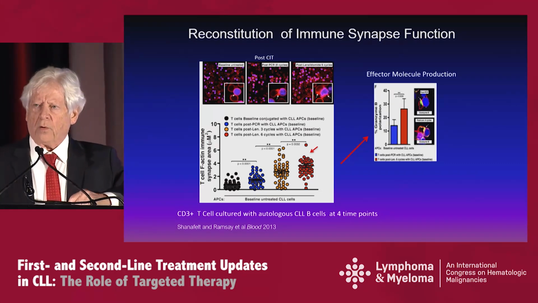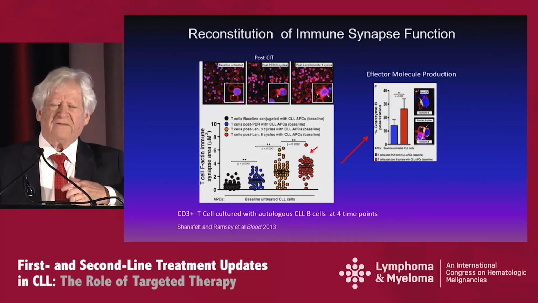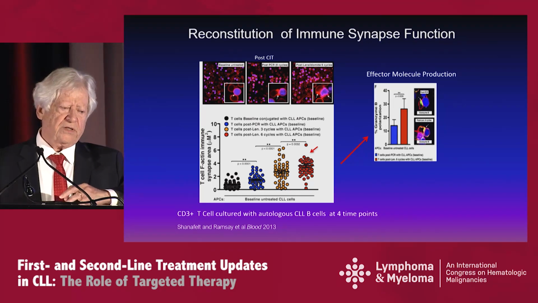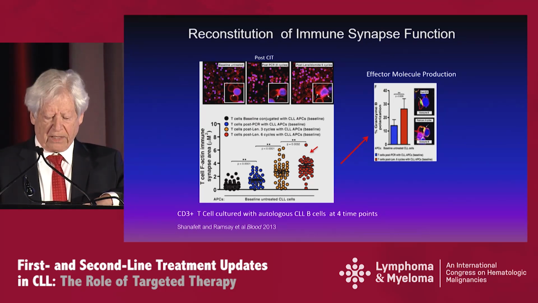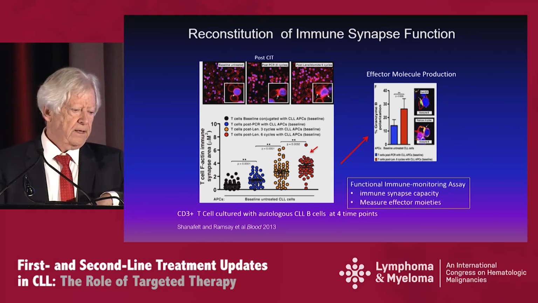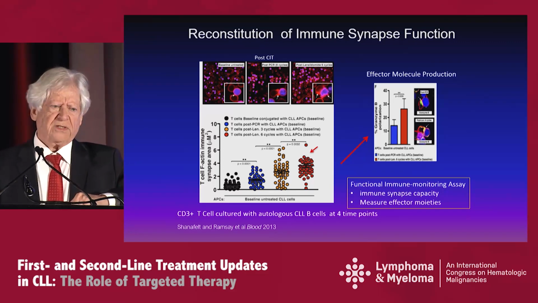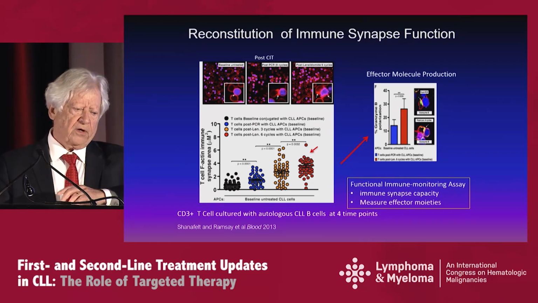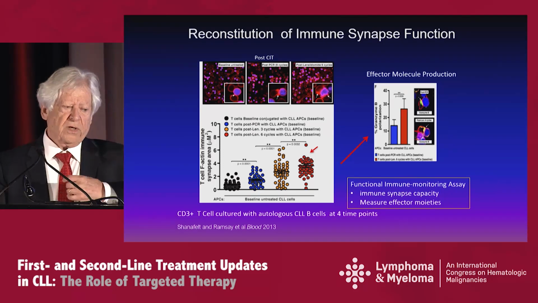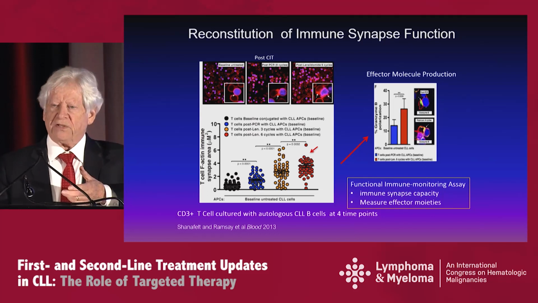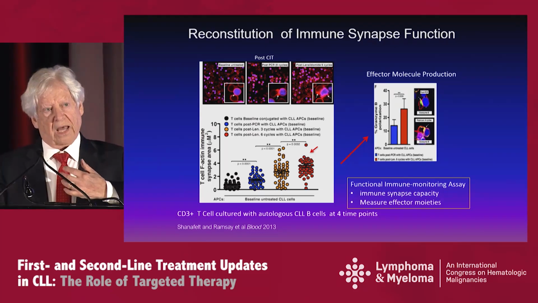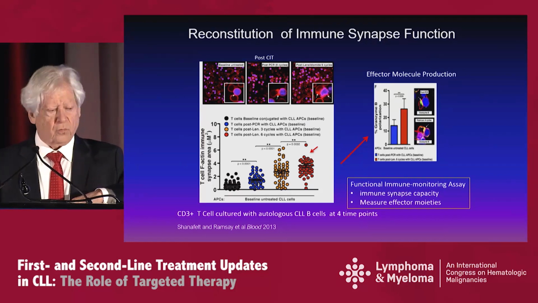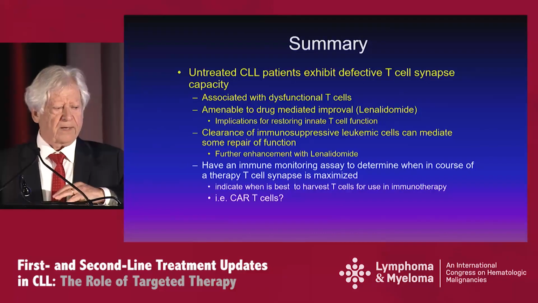In addition, we were able to show that there is more effector molecule production. Here I'm showing you a representative figure where you see more granzyme B production after the 6 cycles of lenalidomide. Another important outcome for this study was it actually gave us a functional immune monitoring assay. So we can use these approaches to look at immune synapse capacity, and we can also measure effector moieties as they relate to T-cell activation with this more functional immune synapse.